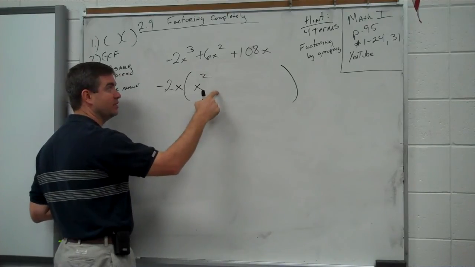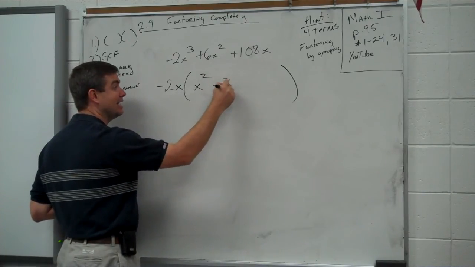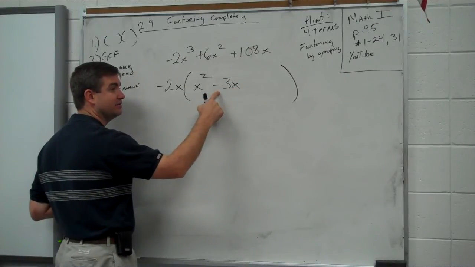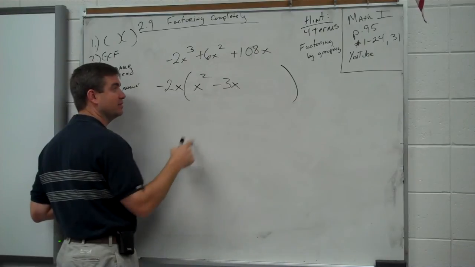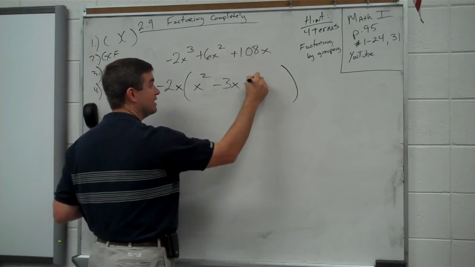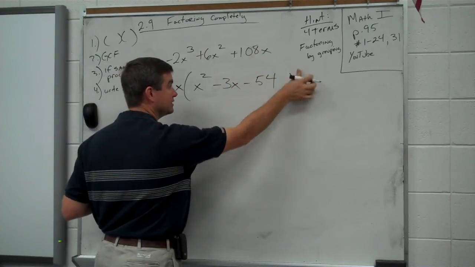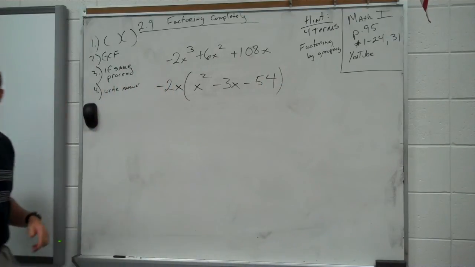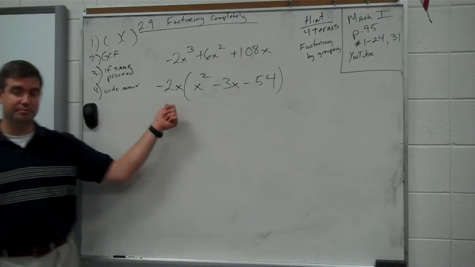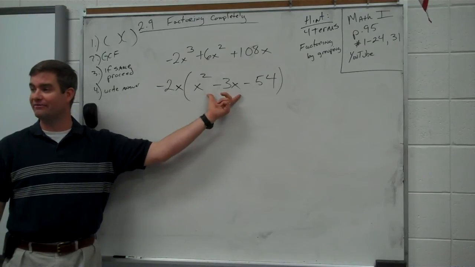Then what's this value going to be? Negative 3x. Why is it negative? Negative times negative makes a positive. Then what's this value going to be? Negative 54, I think. Is that right? Negative 54. All right. Are we done? No, we have a trinomial. We pulled the GCF out. We now have a trinomial.